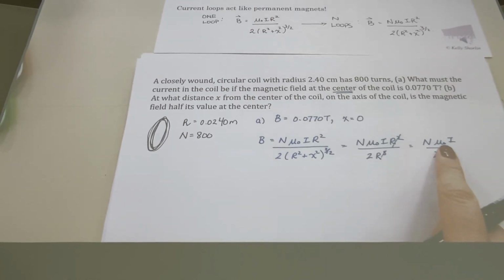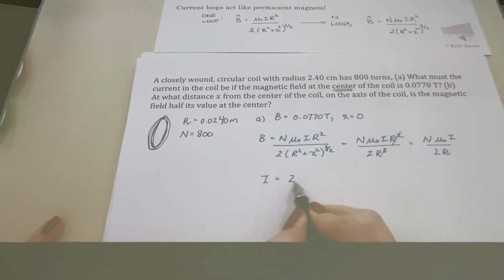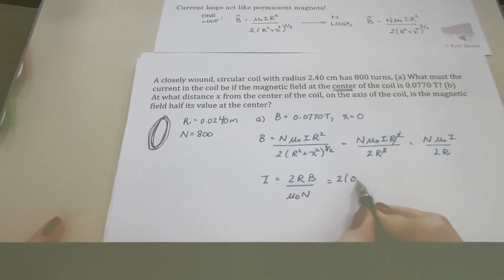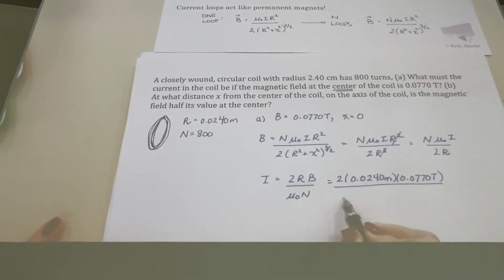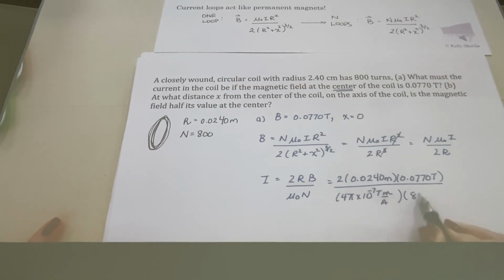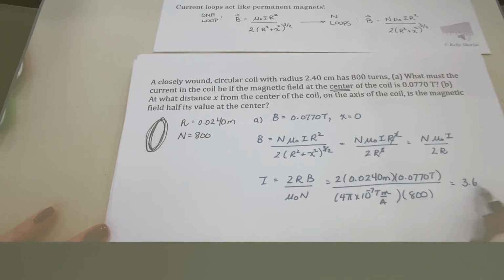So this question gives us B, we want I. So our current I is going to be twice the radius times the magnetic field divided by mu naught times N. So we'll put in our numbers, 2 times 0.0240 meters times 0.0770 Teslas divided by mu naught, that's 4 pi times 10 to the minus 7 Tesla meters over amps, times our number of turns, which is 800, gives us a current of 3.68 amps.